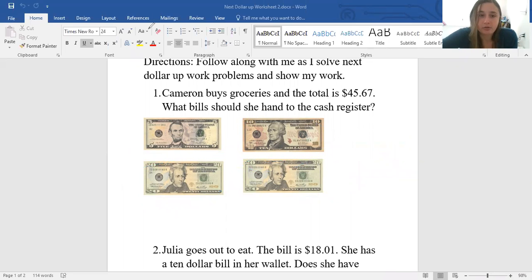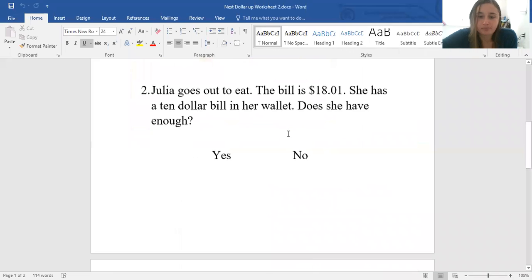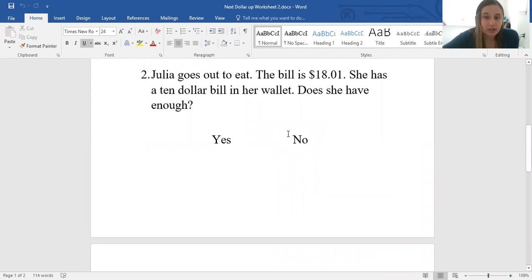Now we're going to move down to question number 2. Julia goes out to eat. The bill is $18.01. She has a $10 bill in her wallet. Does she have enough? There are 2 ways that you can solve this problem. One is by using the number line strategy that we used last week. So taking a piece of paper or a Microsoft Word document and writing out the numbers 1 through 20 or 30 or whatever you need to solve the problem, and then figuring out if the amount that you have is greater than the amount that's due by using the different spots on the number line.